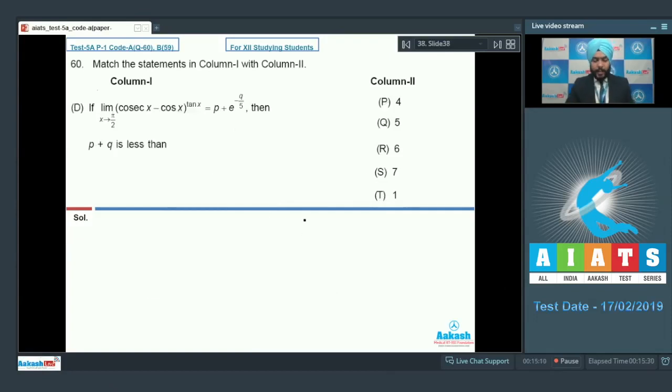D part says that if limit x tends to pi by 2, cosecant x minus cos x whole raised to power tan x is equal to p plus e raised to power minus q by 5. Then p plus q is less than. Students, cosecant pi by 2 is 1, cos pi by 2 is 0. So 1 minus 0 raised to power infinity. Again 1 power infinity format.